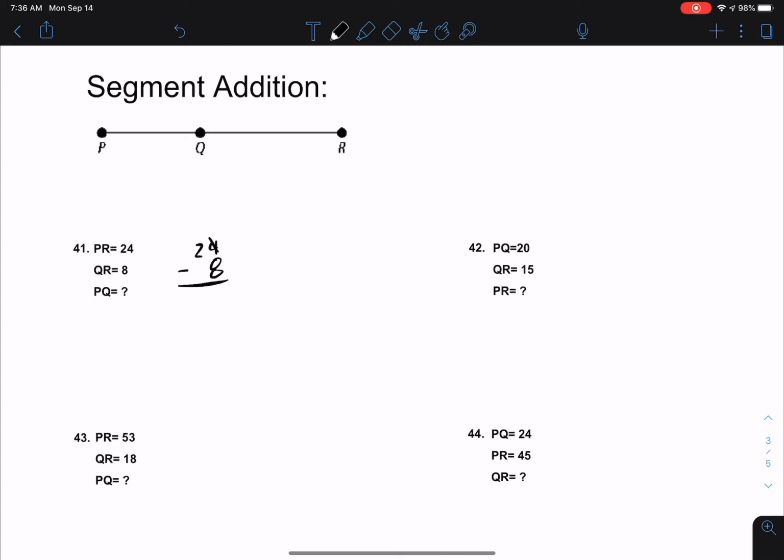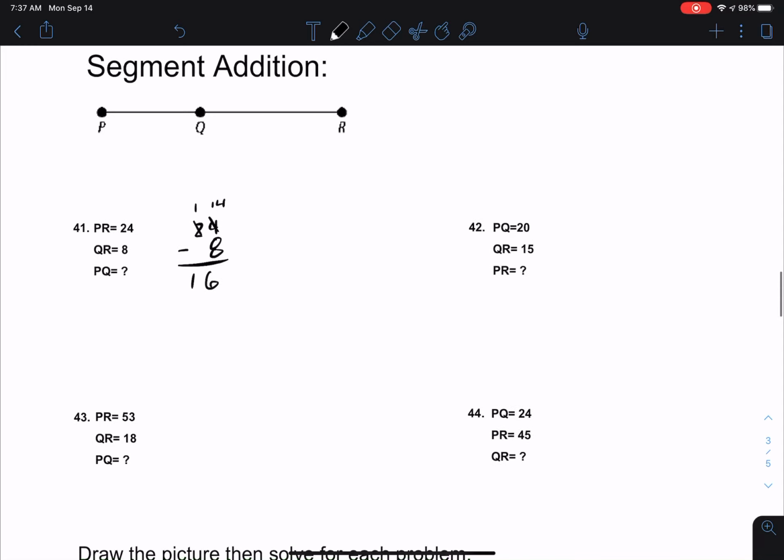What would that give you? Well, 14, 8 to 14 is what? 6? Your answer would be 16 for PQ. All right, let's do 44. So I'll do the last one there for you.